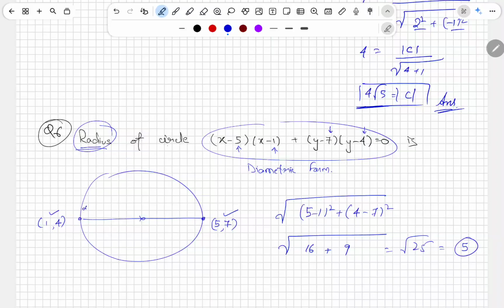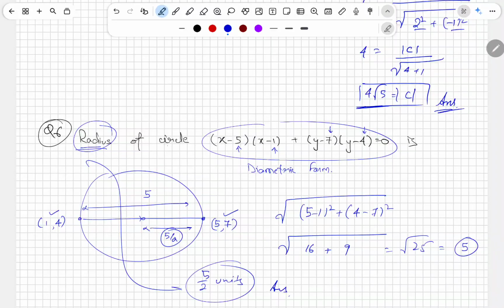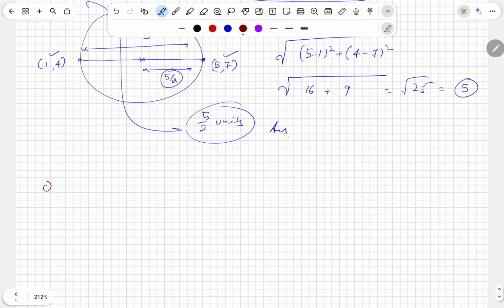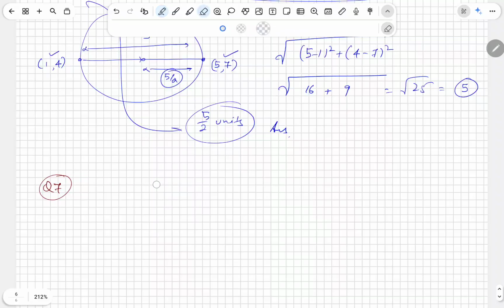Now I have calculated the diameter is 5, so radius will be half of it, that is 5 by 2. So radius is coming as 5 by 2 units. This will be the answer to the question. So far so good. Let's move on to question number 7. The question says, I'll pause it and I'll write the question so as to save your time.